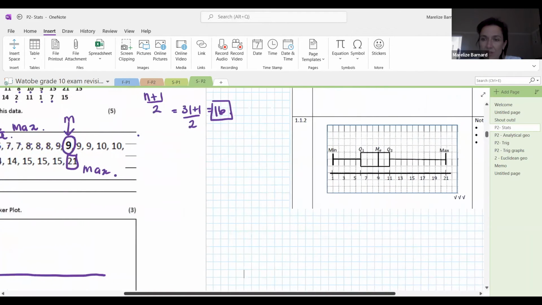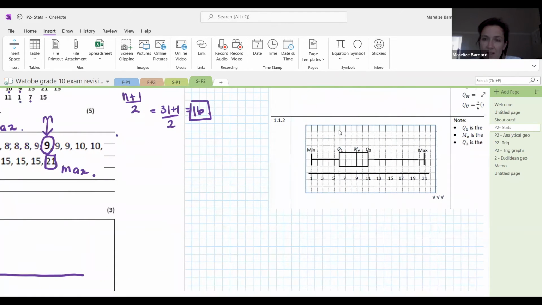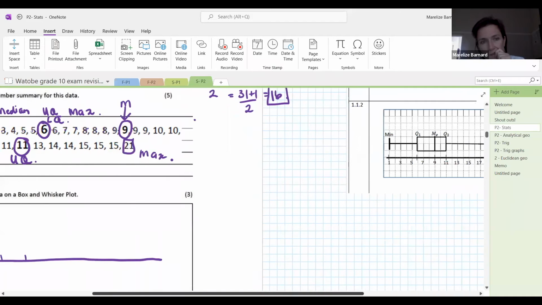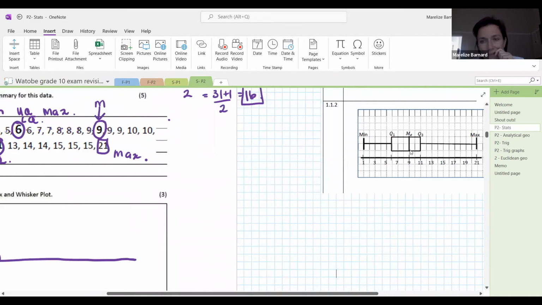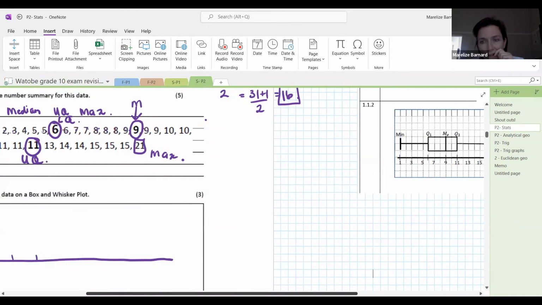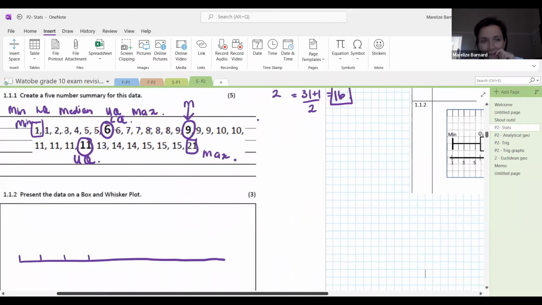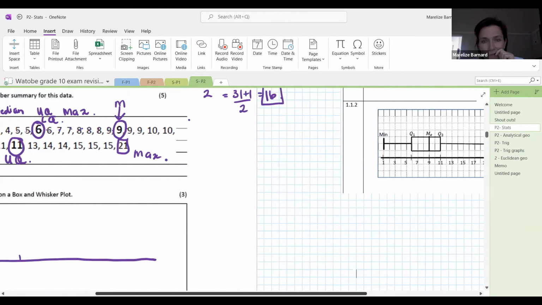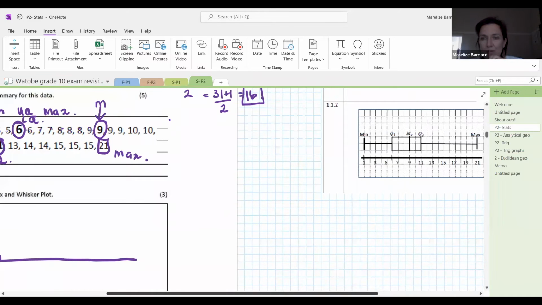Right, let's check those box and whisker plots. So you need to have your minimum at 1 and your Q1 in the right place, and then your median in the right place, and your Q3, and then your max as well. So our median was 9, and our lower quartile was 6. Upper quartile was 11, and the max was 21.